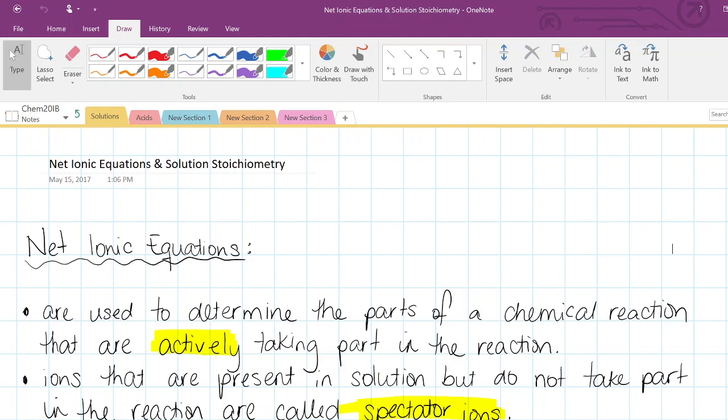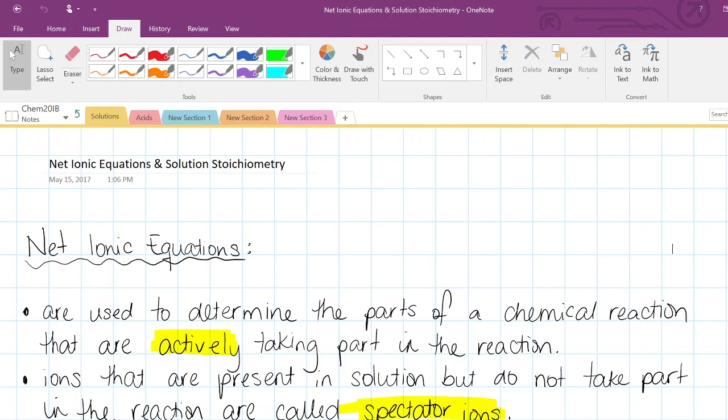Okay, so actively involved. Because even though specific species or ions may be in solution, they may not necessarily be active in the reaction, right? And those ones that are not active in the reaction, those are the ones that we call the spectator ions.